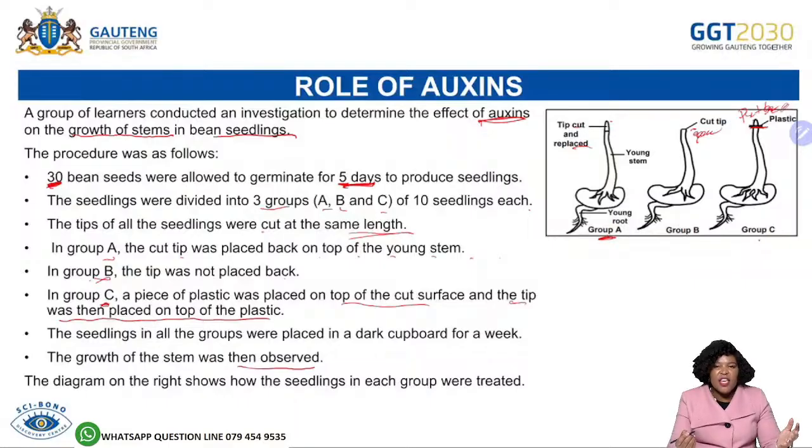Now, you are thinking of the roles of the auxins. Remember, you find the auxins there at the tips. That is your apical part. So you think, if you remove that part, what is going to happen to the auxins? So let us look at the questions.